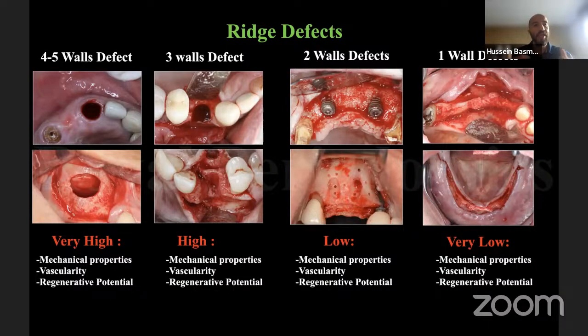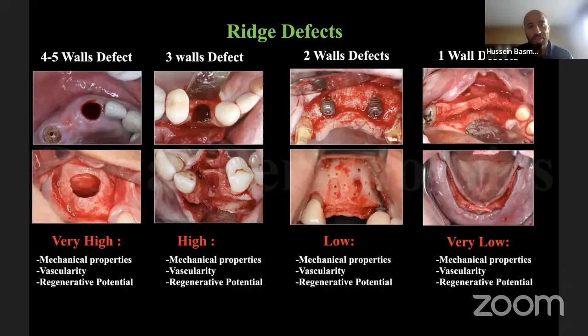Why? Because we have enough walls to support that area, and this is where someone can say, well Hussein, what we can do is place an implant immediately. We can do a bone augmentation, and we can still have a better outcome. Yes, that's right. We can do that. And also, we don't need a lot of crazy material to be used here, because the body itself will help with the regenerative potential.